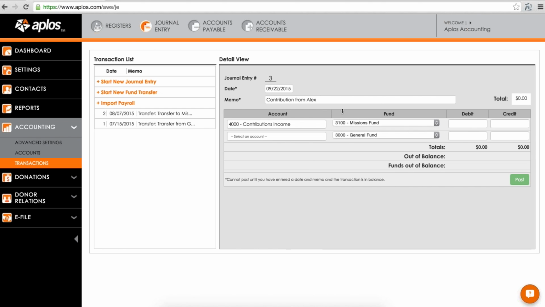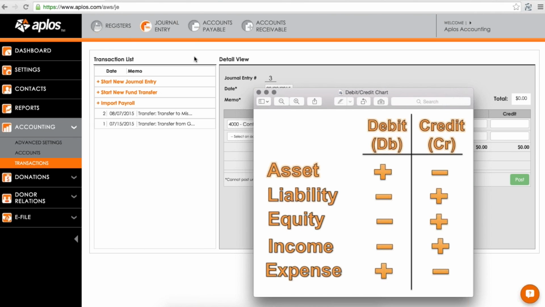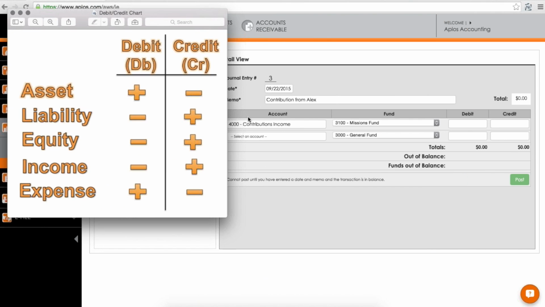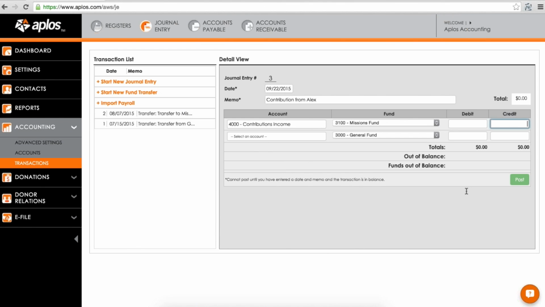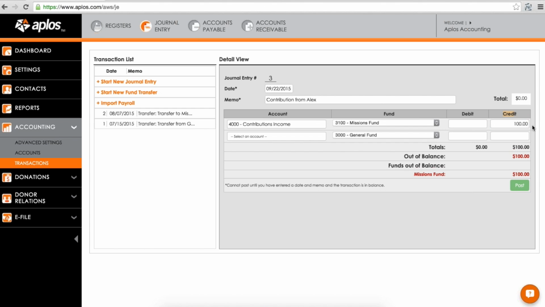So now what do I do? I've got my income account, I've got my fund, and I want to add value to my income account, so therefore I'm going to record the $100 donation as a credit side. So $100. There we go, there's the $100 in the credit side.